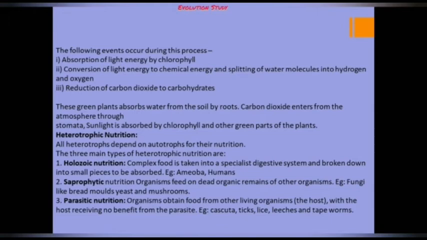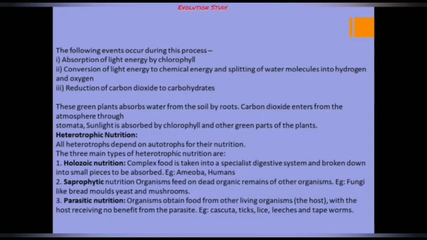Now, what is heterotrophic nutrition? All heterotrophs depend on autotrophs for their nutrition. The three main types of heterotrophic nutrition are holozoic nutrition. The complex food is taken into a specialized digestive system and broken down into small pieces to be absorbed. Example, amoeba, humans.